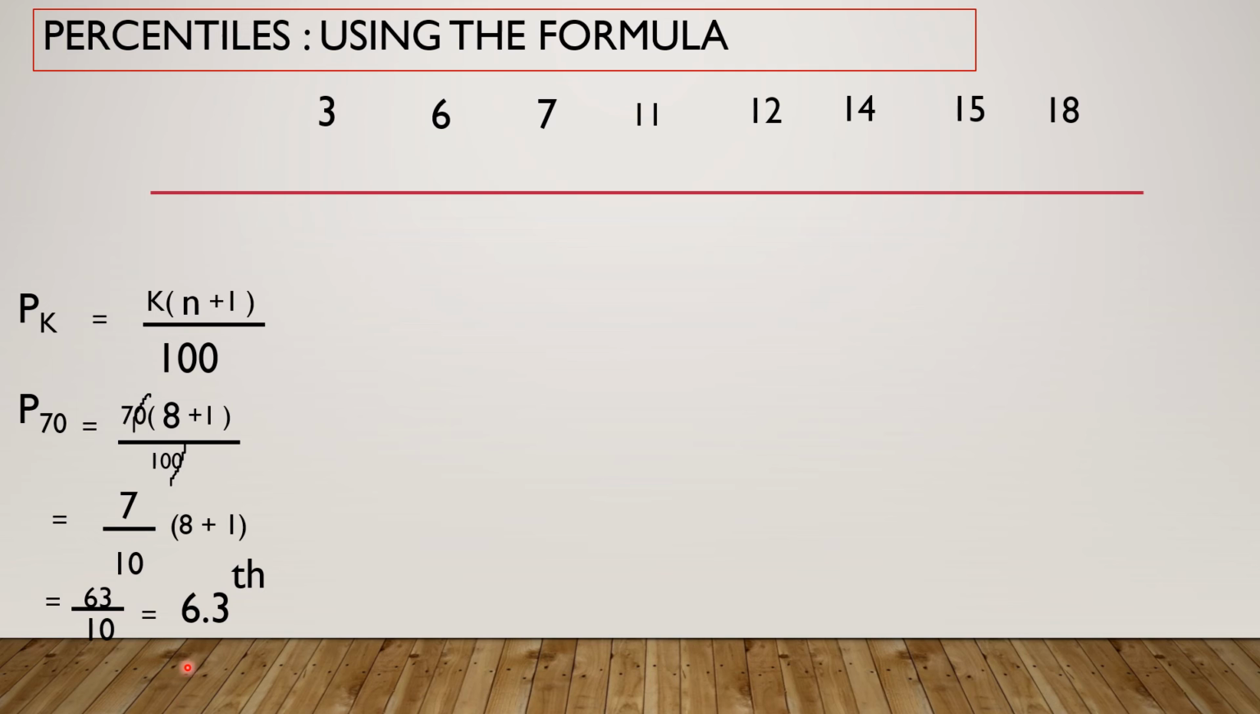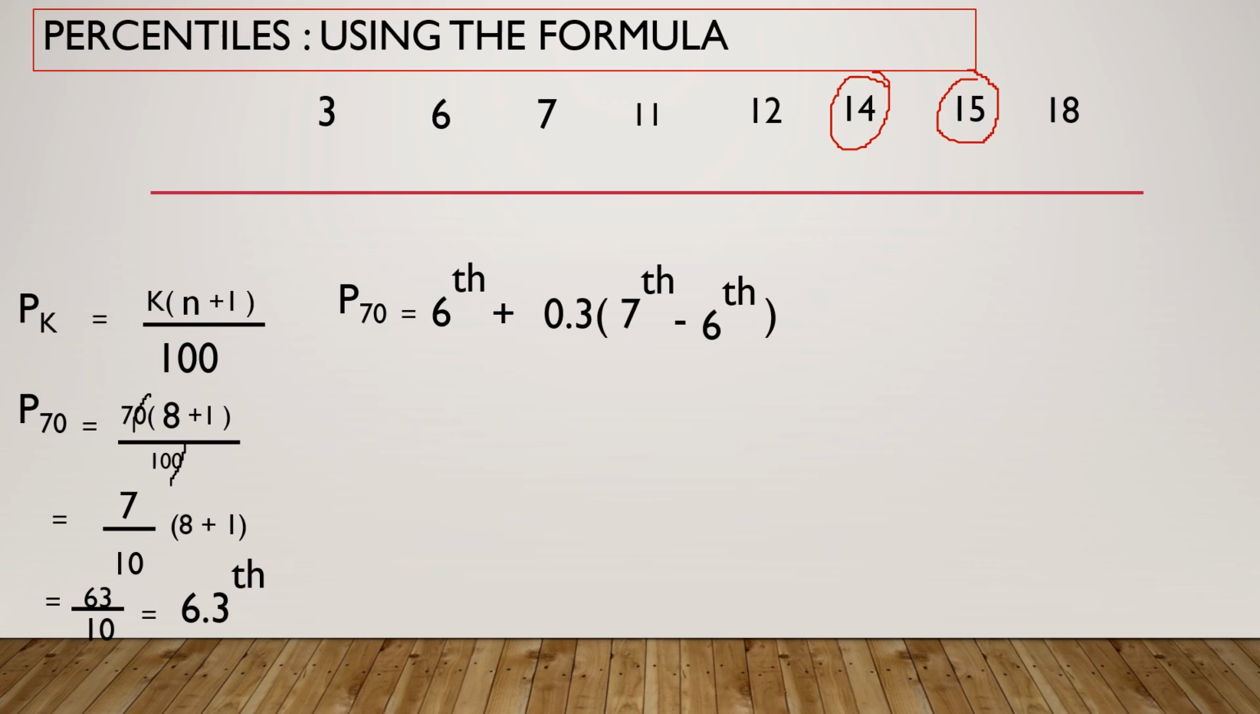Now, 6.3 means the sixth item, 1, 2, 3, 4, 5, 6. Okay, so 14, sorry, 14 is the 6th item, 1, 2, 3, 4, 5, 6. So it means we need to get the difference of these two in order to get the exact value there. So the same formula: we need to get the 6th term plus 0.3 times the difference of the 7th and the 6th term.